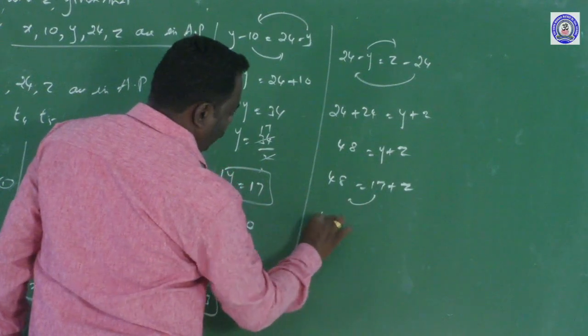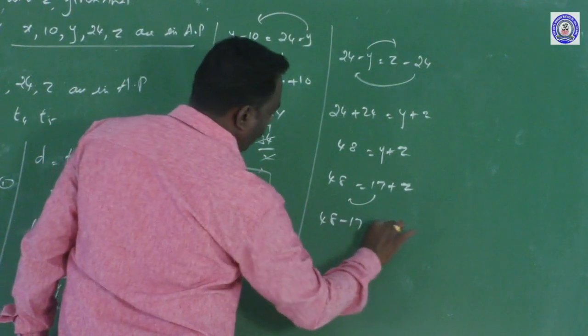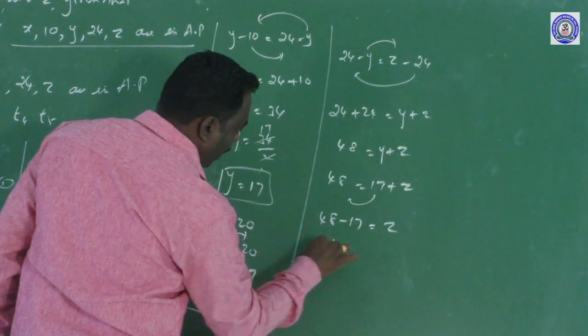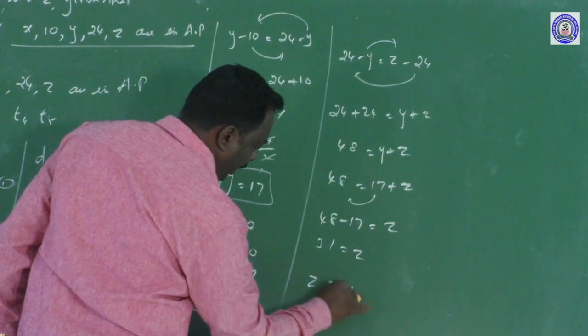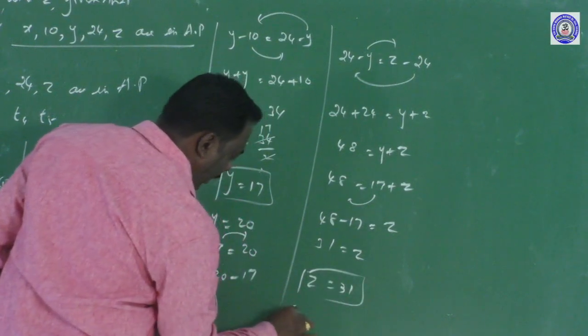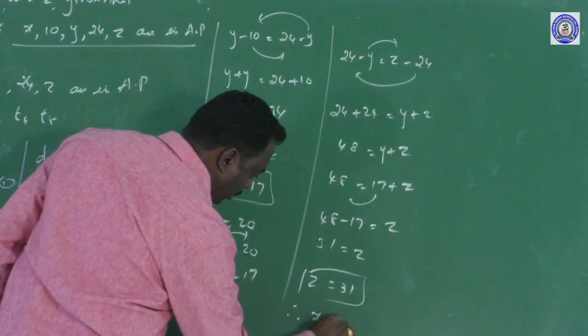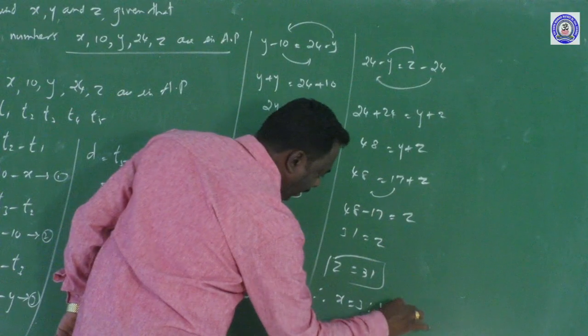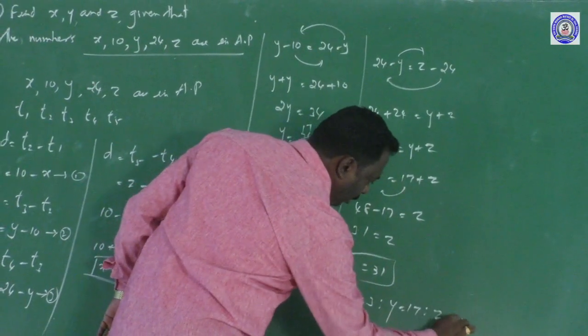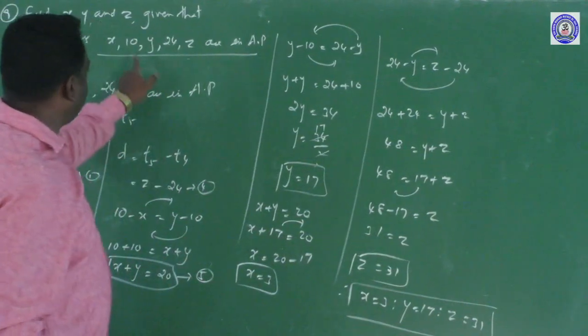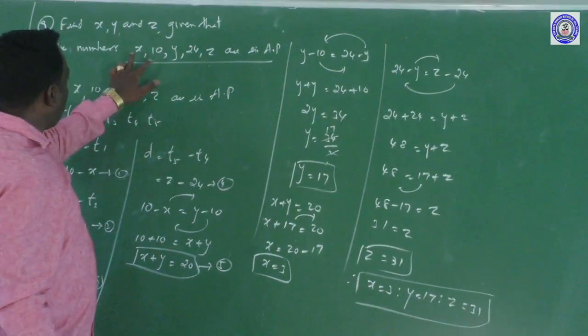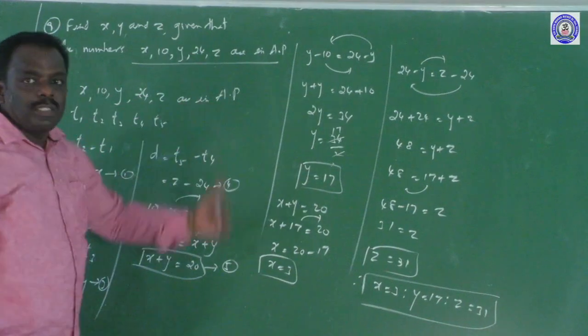Now transfer the term: 48 minus 17 is equal to z. Separate the term, it is 31, that is equal to z. Therefore z is equal to 31. Therefore x is equal to 3, y is equal to 17 and z is equal to 31. We found the unknown values x, y, z based on the given AP, where the common differences are equal.